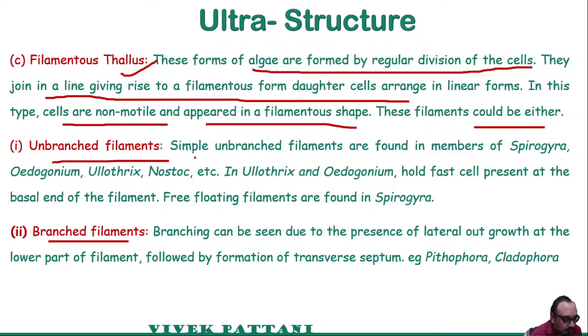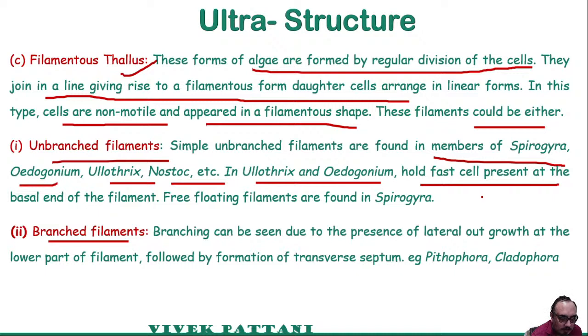In the case of unbranched filaments, simple filaments are found in members such as Spirogyra, Oedogonium, Ulothrix, Nostoc, etc. In the case of Ulothrix and Oedogonium, holdfast cells are present at the basal end of the filament, and free floating filaments are found in the case of Spirogyra.